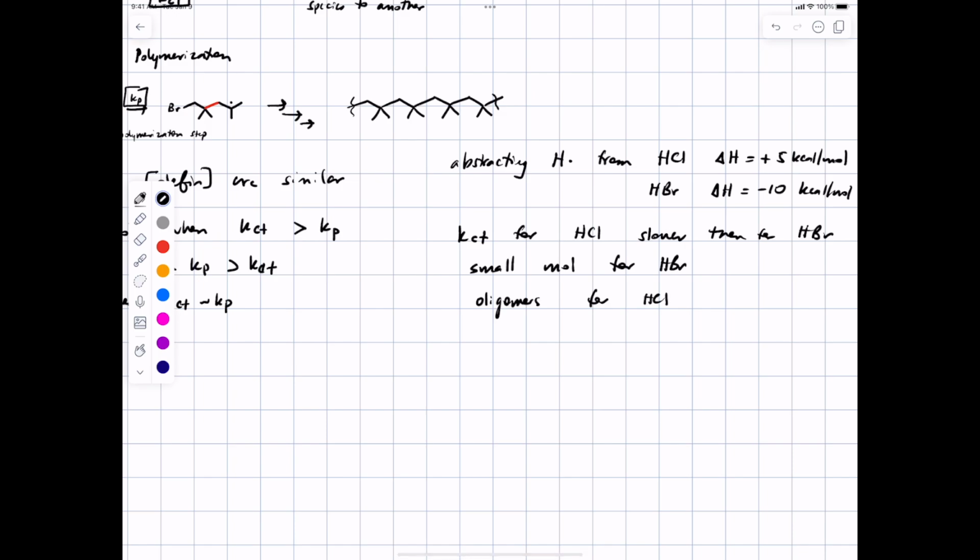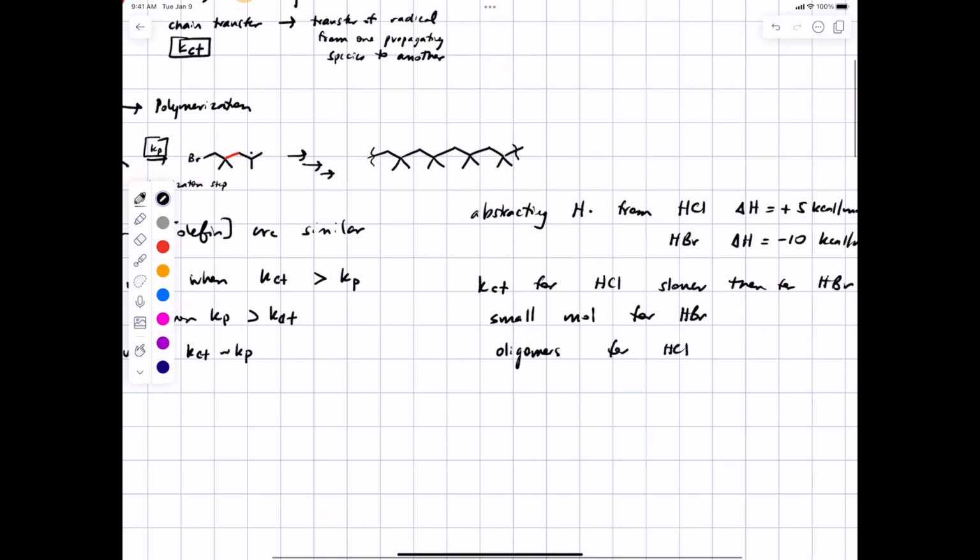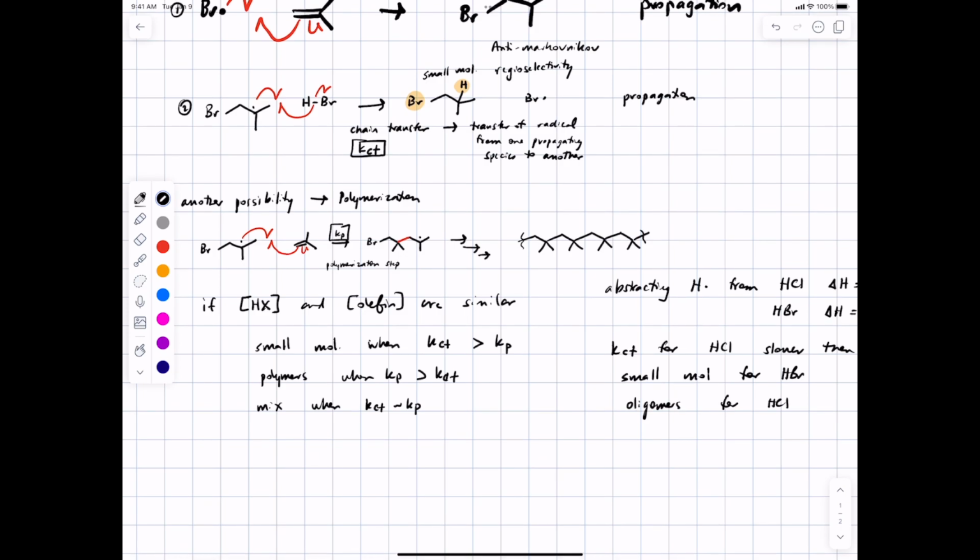All right, so there is some rationale to help you navigate what's going to happen, but it's related to how unfavorable or favorable this chain transfer reaction is versus polymerization. Because again, notice in the chain transfer reaction, you're going from a carbon-centered radical to a bromine radical, whereas in polymerization, you're trading one carbon-centered radical for another. Okay. Questions or concerns there?